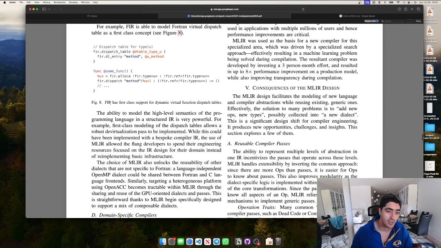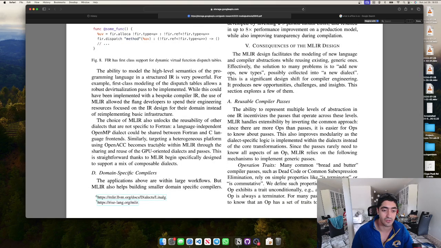Not sure. FIR has first-class support for dynamic virtual function dispatch tables. The ability to model the high-level semantics of the programming language in an unstructured IR is very powerful. For example, first-class modeling of the dispatch tables allows a robust devirtualization path to be implemented. While this could have been implemented with a bespoke compiler IR, the use of MLIR allowed the Flang developers to spend their engineering resources focused on the IR design for their domain instead of implementing basic infrastructure.